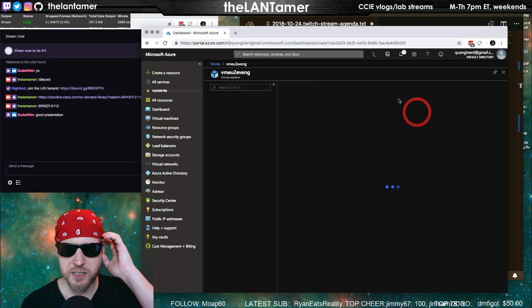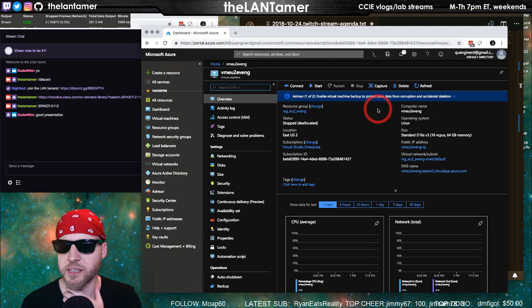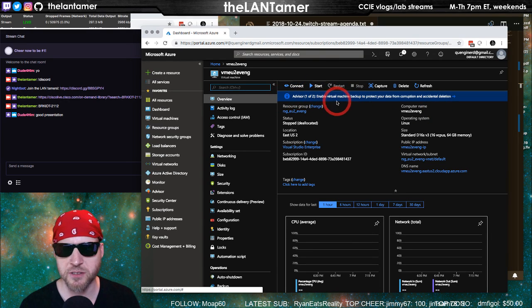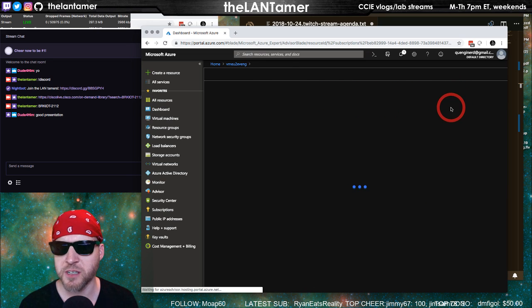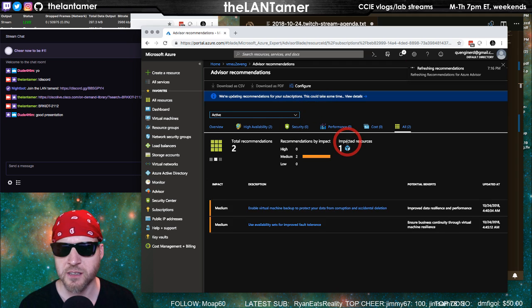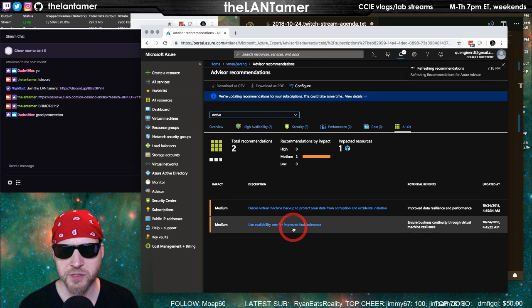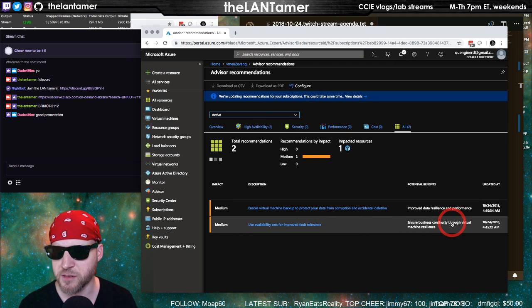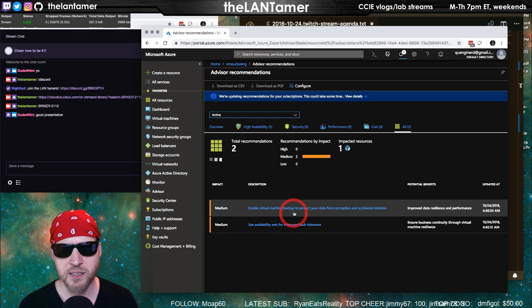All right, let's fire up this VM. I need an automated way to do this. What's the other thing? Advisor. This is the Azure Advisor. Pops in once in a while. Enable virtual machine backup for data. Yeah, not too worried about that. And the other, use availability sets for improved fault tolerance. Yeah, that's a pretty cool feature of Azure.